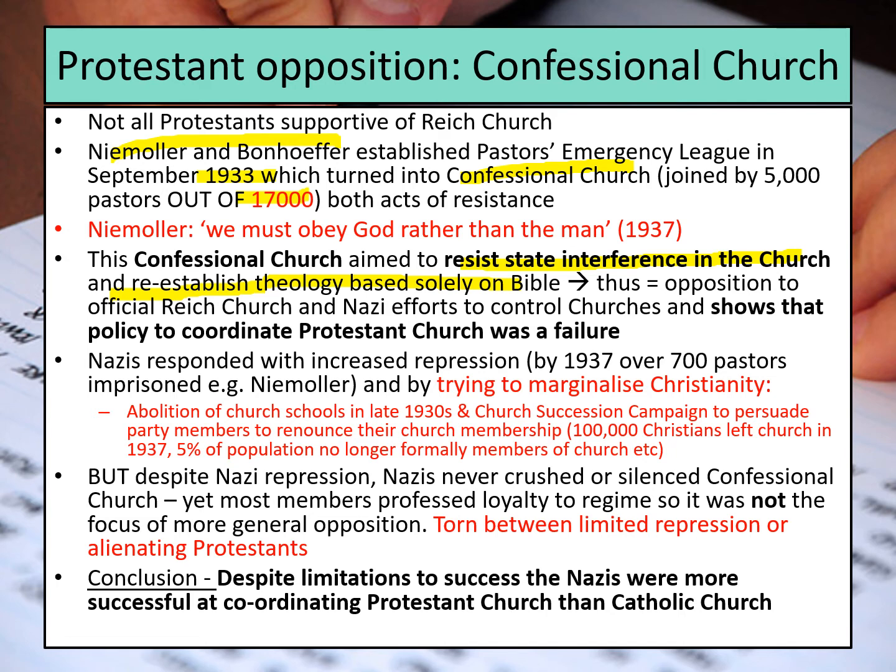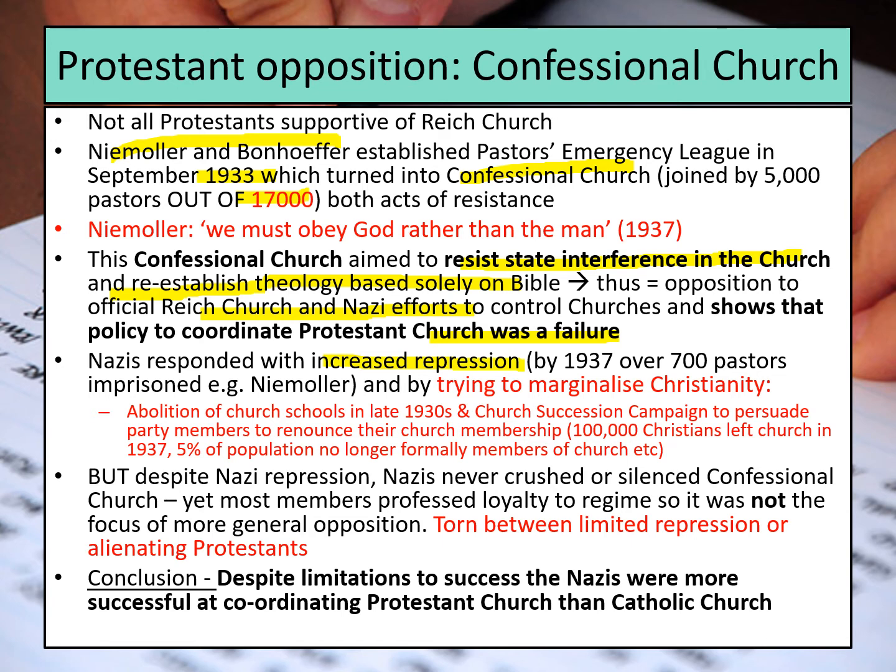Therefore, they were opposing the Nazis and their policy of the Reich Church and their efforts to try and control the church, and shows that actually their policy towards trying to coordinate the Protestant Church into the Volksgemeinschaft as part of this policy of Gleichschaltung was not fully successful. Now, the Nazis didn't like the fact that there was any opposition or any opponents to their religious policy, so they responded with increased repression, just like they did later on with the Catholic Church as well.